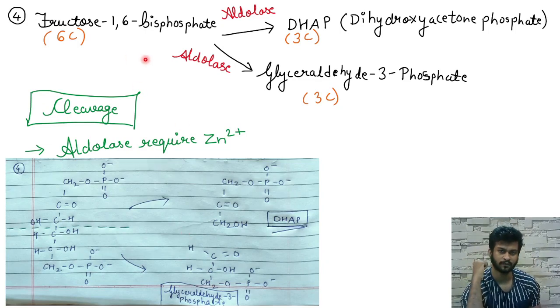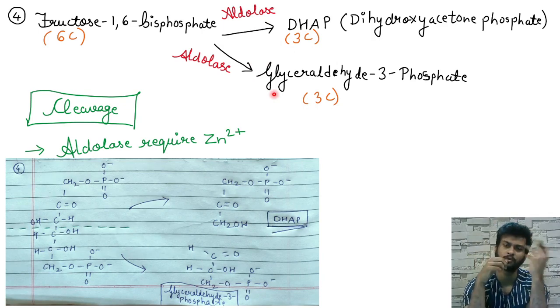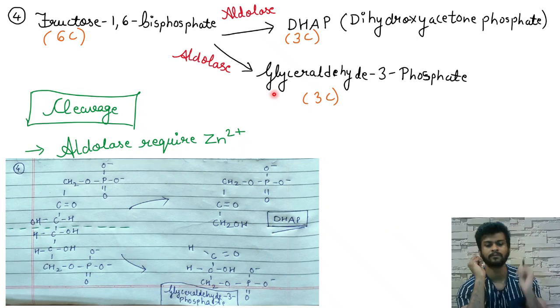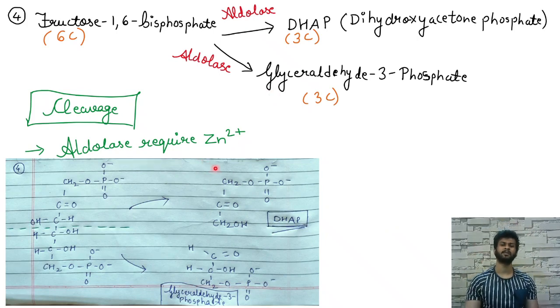Fructose 1,6-bisphosphate will split, or it will undergo cleavage, to form two molecules of a 3 carbon compound each. So the 6 carbon compound will be broken down into one molecule of a 3 carbon compound and a second molecule of a 3 carbon compound. 3 plus 3 equal to 6. So that is splitting. So this step comes under the splitting phase of glycolysis. It is catalyzed by the aldolase enzyme, which requires zinc to function efficiently.